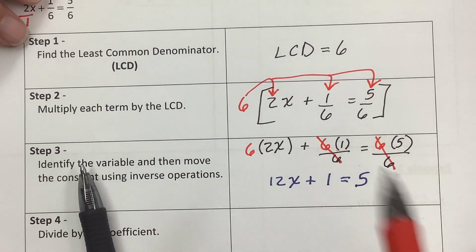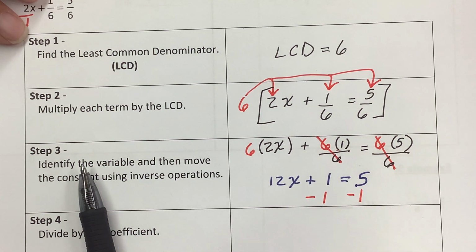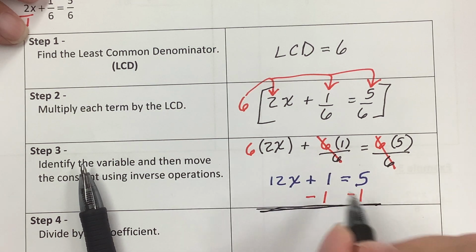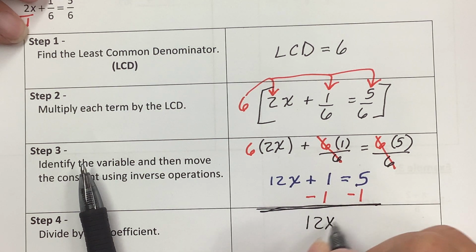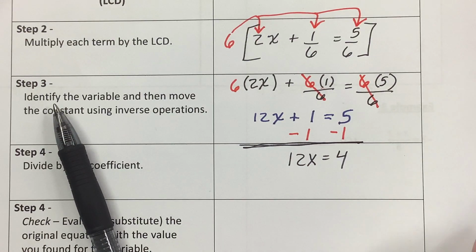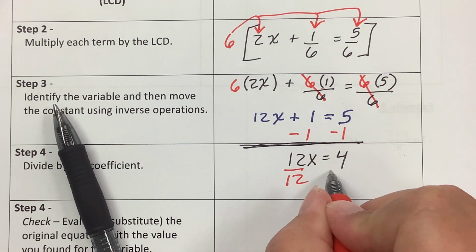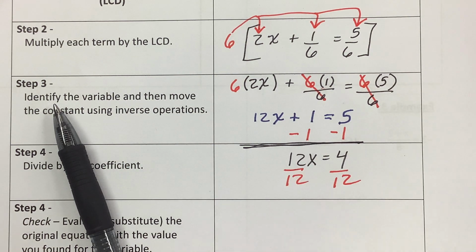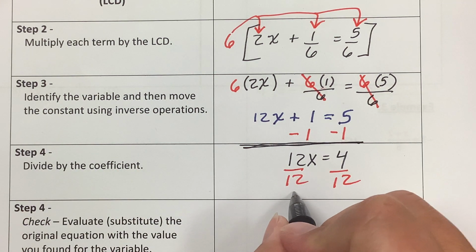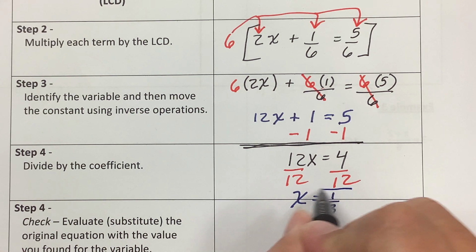I'm going to subtract 1 from both sides. And now I have 12x equals 5 minus 1 is 4. Divide by the coefficient. The coefficient is 12, so I divide everybody by 12. And now I have x equals 1/3. I'm going to put a box around that.